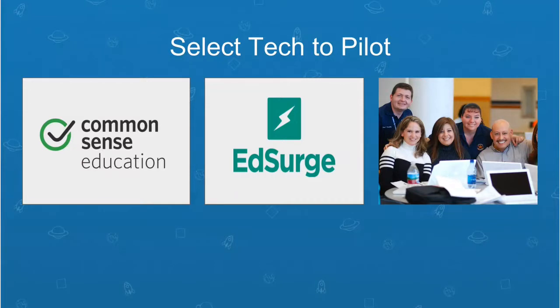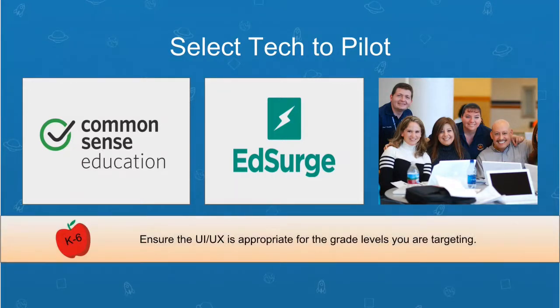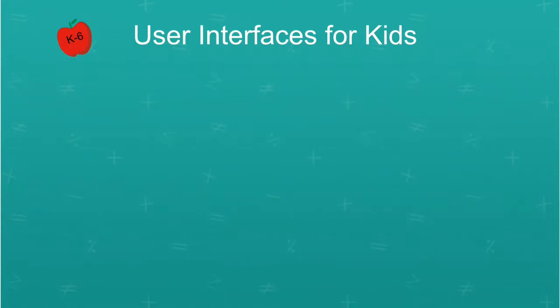For K to 6, it's particularly important to ensure that the game design is age appropriate. So we call this UI UX, user interface and user experience. So this talks about how complicated the game is to play. And although digital resources may be made for younger audiences, it doesn't mean that they've been well designed for those audiences. So I want to show you a couple of examples of tools that Janice had been looking into.